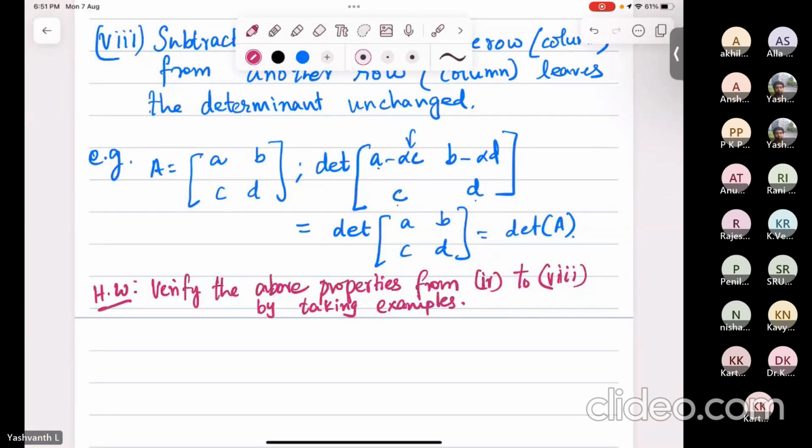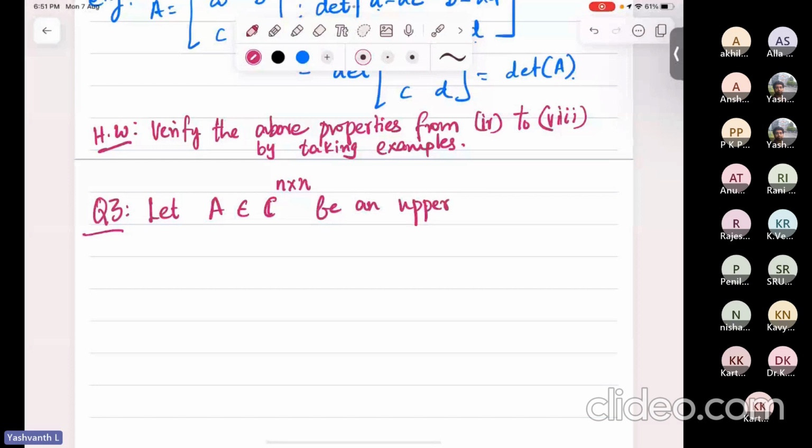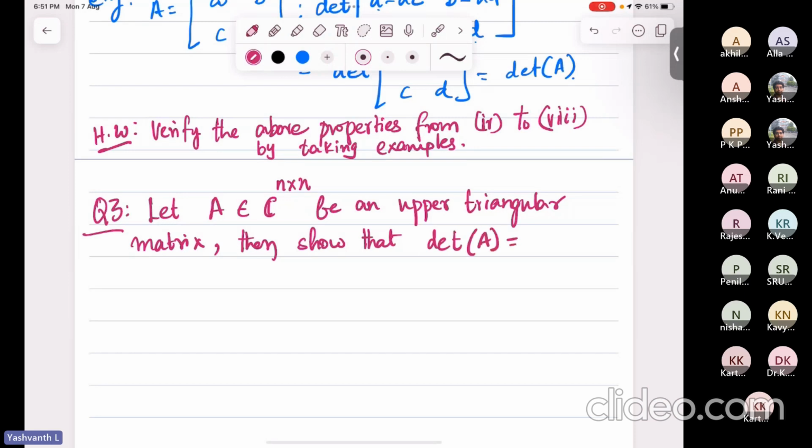Okay, fine. Now the third question of the day. Let A belong to C to the n by n, be an upper triangular matrix. Then show that the determinant of A equals the product over i equals 1 to n of a_ii.